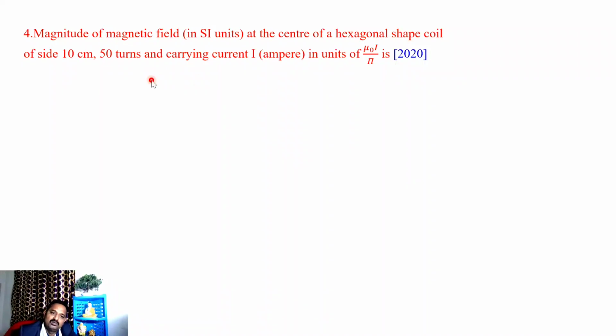So my dear student, they are asking the magnitude of magnetic field at the center of a hexagonal shape coil, of side 10 centimeter, 50 turns and carrying current I, in units of mu naught I by pi. That means we have to find the magnitude of magnetic field in terms of mu naught I by pi. It was given in 2020, my dear student. Then what are the options they have given? Option A 500 root 3, option B 250 root 3, option C 50 root 3, option D 5 root 3.